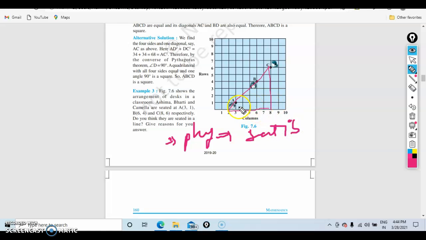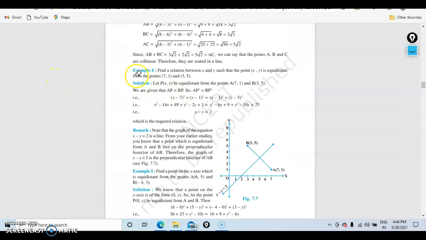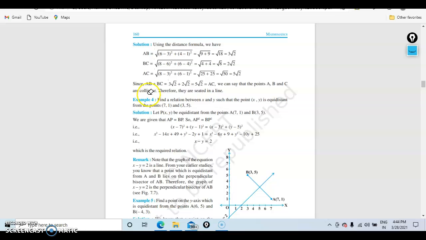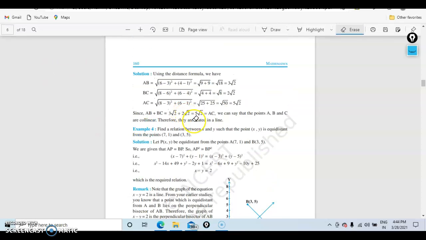So for that, what do we have to do? You have to first find AB, BC, and CA. So two sides should be equal to the third side. We'll see that in the answer. See, they found AB, BC, and AC. So see, AB plus BC is equal to AC. That means they sit in a line.